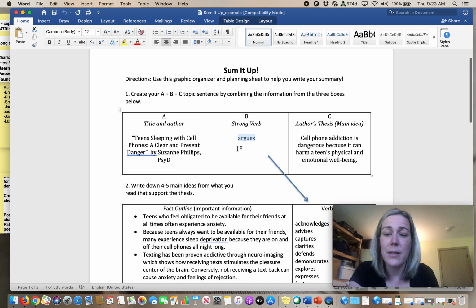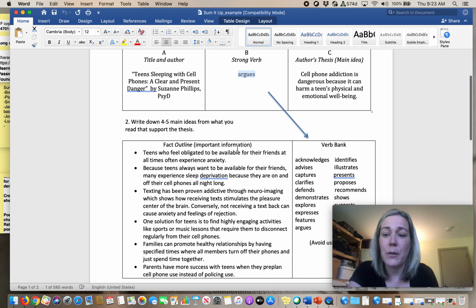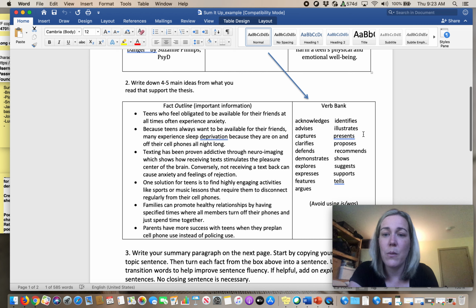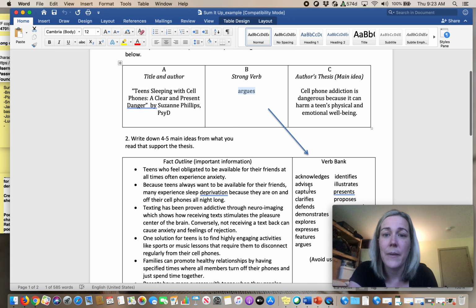Depending on what your source is doing, you might use a variety of different verbs, and we've provided you with a verb bank here that you could use to help you come up with the best verb for what the intent of that author is. If they're just telling you about something, you might say tells. If they're illustrating an idea, you might use illustrates. If they're defending an idea, you might choose defends, okay? Many people argue a point. Many sources are arguing a specific point, so argues might be a verb that you use frequently, okay?